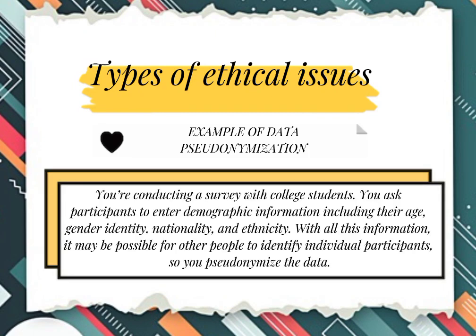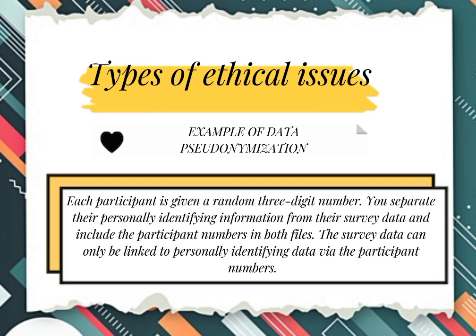You're conducting a survey with college students. You ask participants to enter demographic information including their age, gender identity, nationality, and ethnicity. With all this information, it may be possible for other people to identify individual participants, so you pseudonymize the data. Each participant is given a random 3-digit number. You separate their personally identifying information from their survey data and include the participant numbers in both files. The survey data can only be linked to personal identifying data via the participant's number.